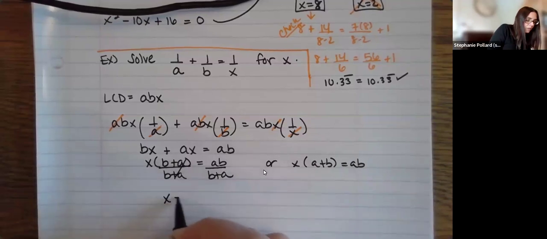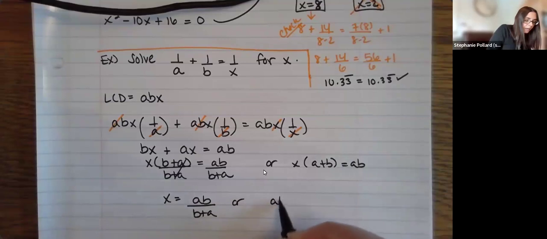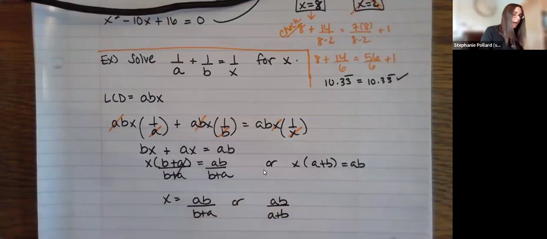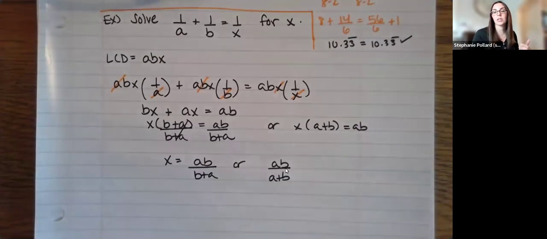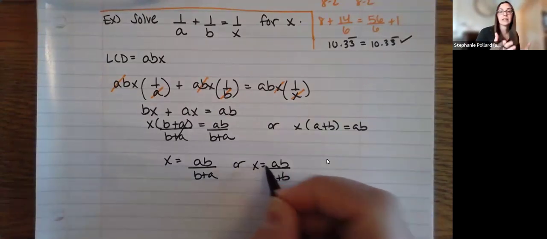So x is equal to ab over b plus a, or ab over a plus b. Again, you could also have ba up top. There's a few different ways that you could write this because multiplication and addition are commutative. But this would be our final answer.